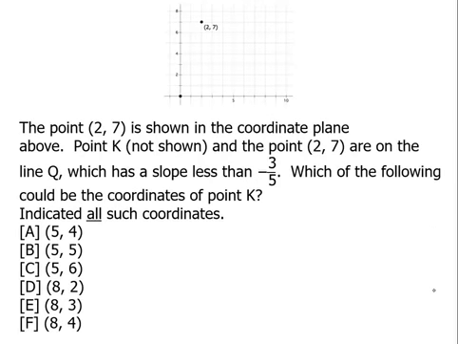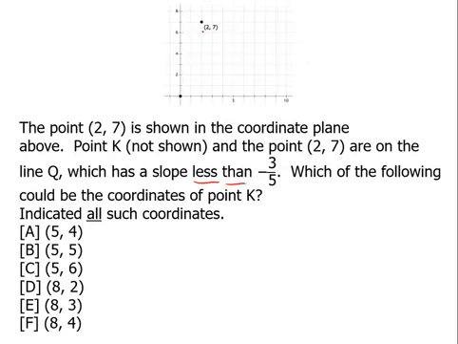This is a tricky question. Point 27 is shown in the coordinate plane. Point K, not shown, and point 27 are on line Q, which has a slope less than negative 3/5. Which of the following could be the coordinates of point K?